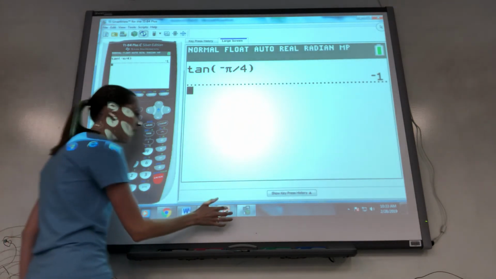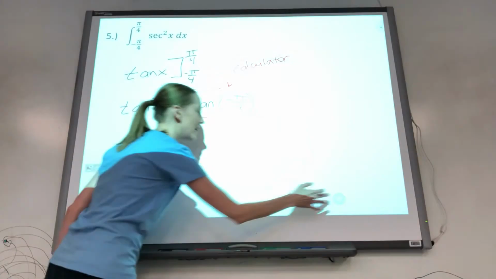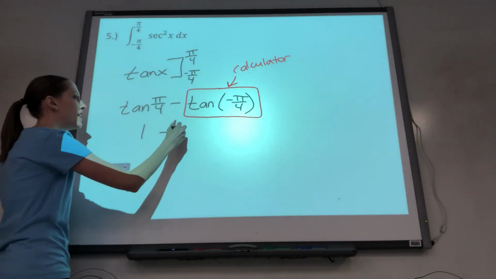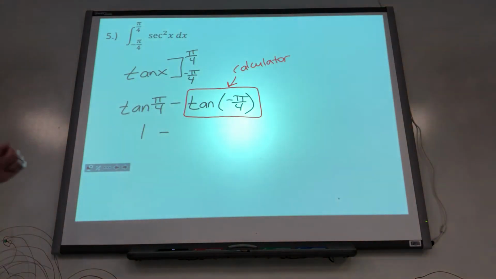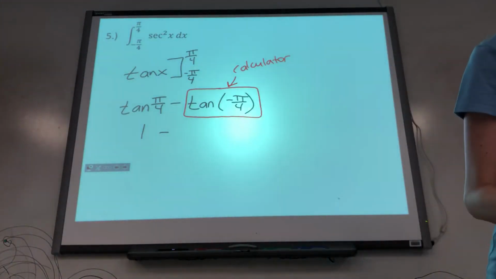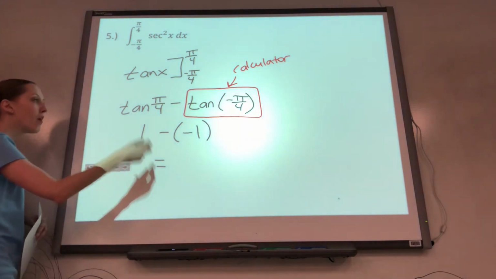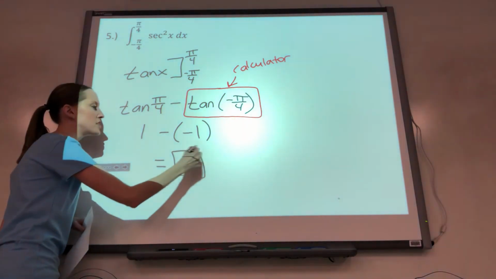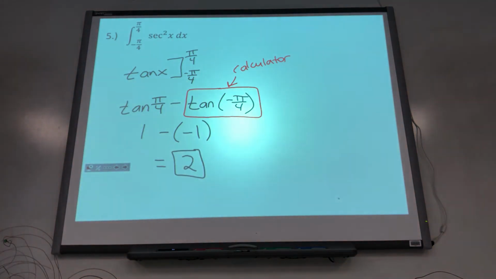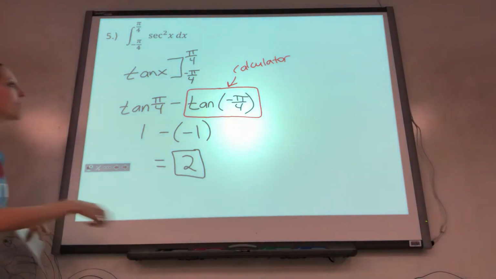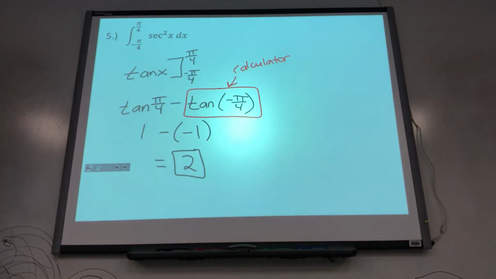Now be careful, once you plug in that negative 1, you are actually subtracting the negative 1. So it turns into 1 plus 1, which is 2. Make sure you didn't put answer of 0. 1 minus negative 1 is 2. All right, any questions on that? Good stuff here. Okie doke.